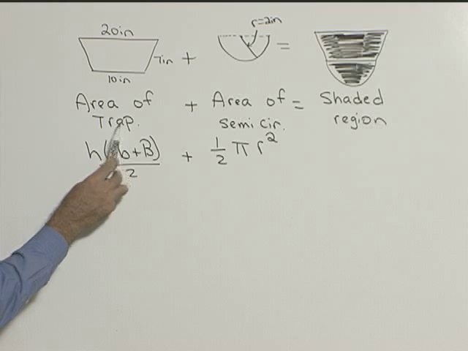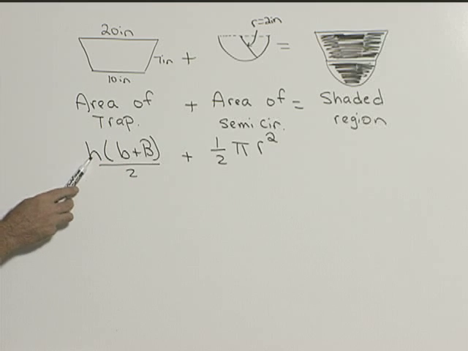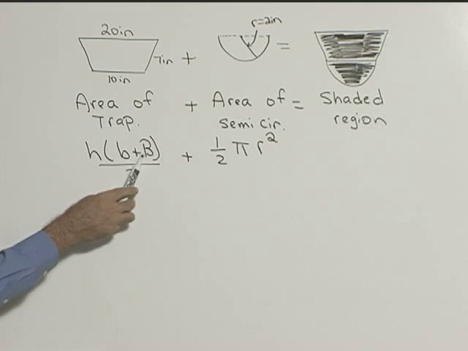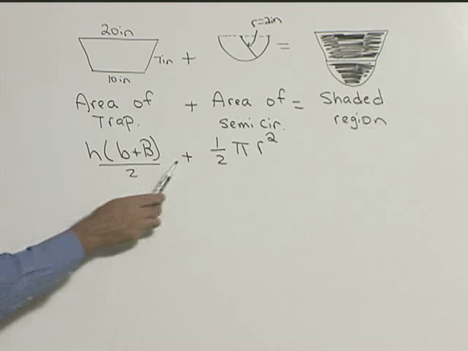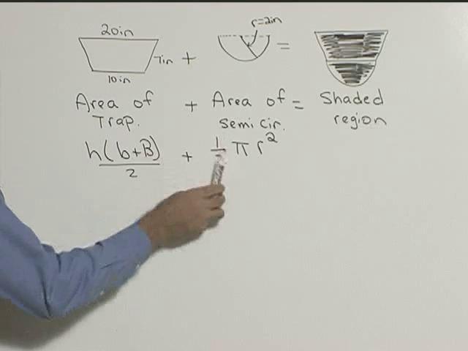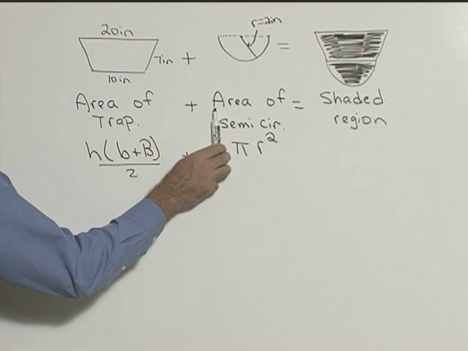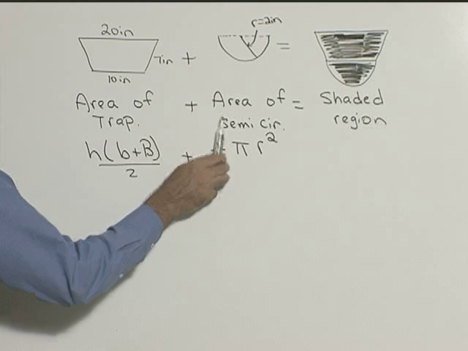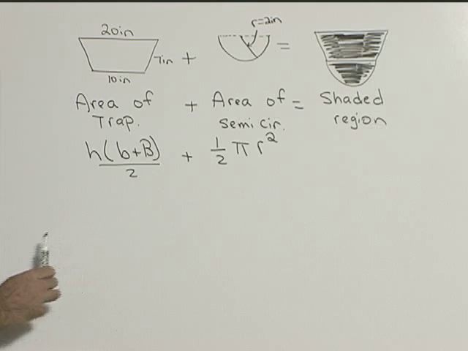So what is the area of a trapezoid? Well, the area of a trapezoid is height times the two bases added together divided by 2, plus, what's the area of a semicircle? Well, the area of a circle is pi r squared. So to take the area of a semicircle, you take half of it.